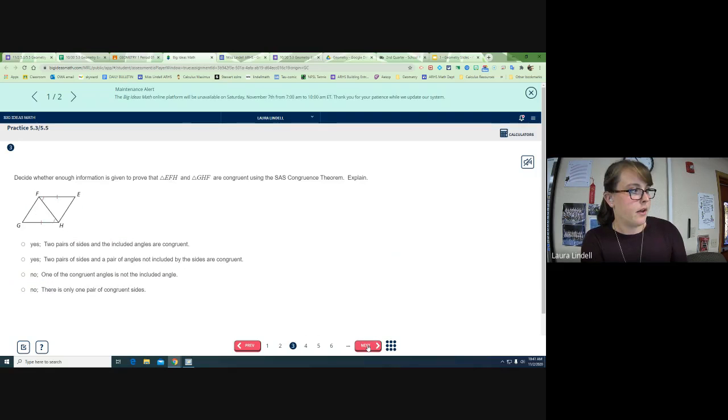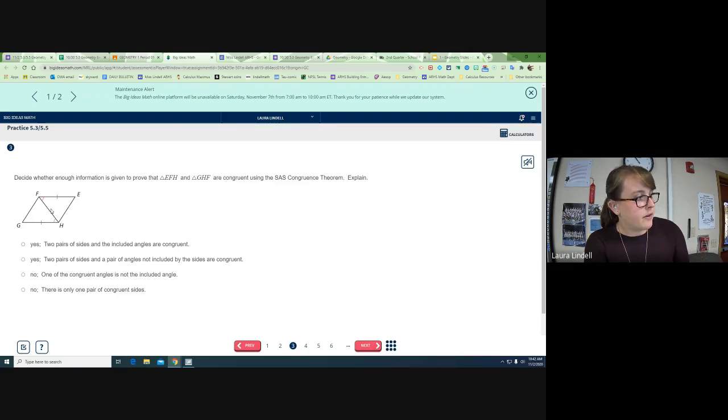Okay. Here's another one that's kind of like it. Could we use SAS right here? So we've got this shared side that we know that's congruent. So let's look through our examples real quick. Does anything look kind of like that? Actually, no. Our examples don't look, or well, we've got one that kind of looks like it, but with the sides on different ends. Anyway, okay.